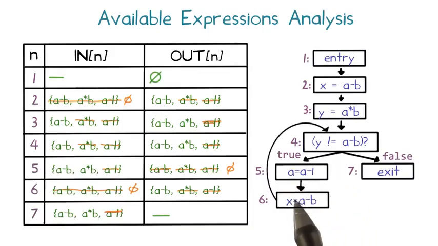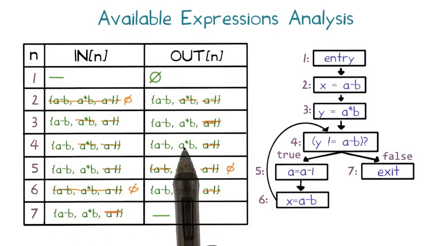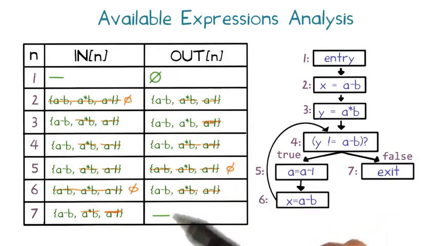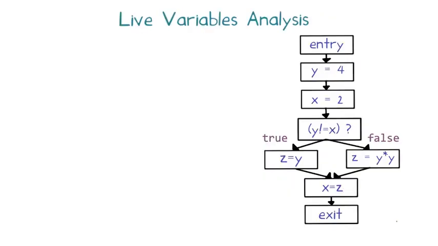Passing through the remaining nodes after 4, out of 4, in of 5, and in of 7 become just the expression a minus b. No further changes will be made by additional iterations, so this completes the analysis. Now let's move on to the final of our 4 classical data flow analyses called live variables analysis.